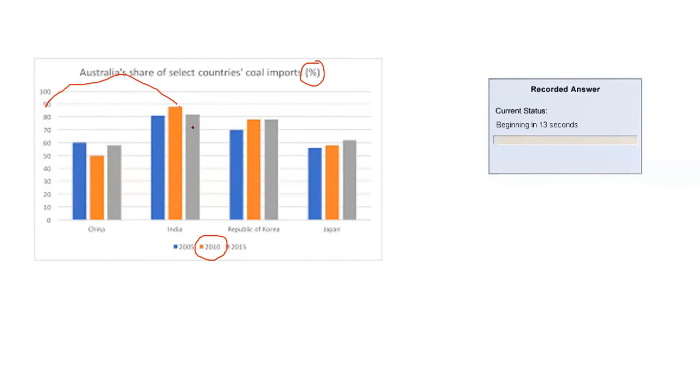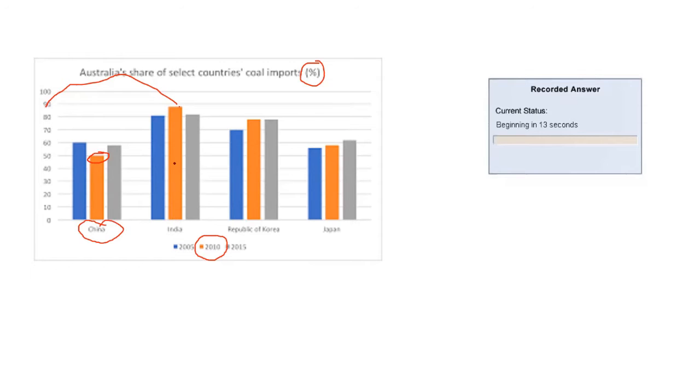Now, after focusing on the highest value, we should seek the lowest. So what is the lowest? Is this the lowest? No, this is the lowest one. The lowest one is in China during the same period, 2010, and the value is 50%.